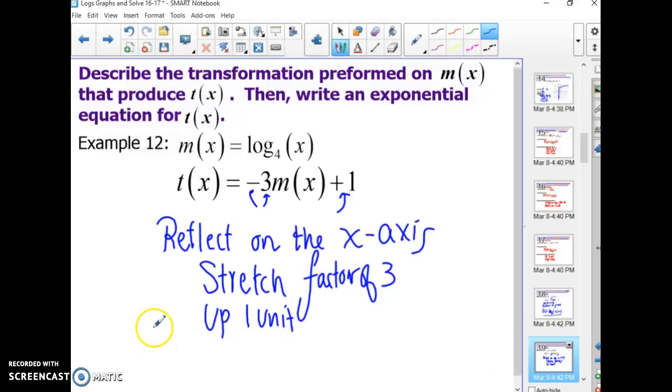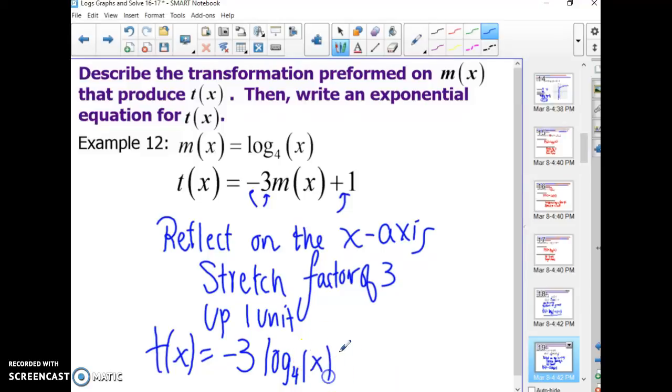So now I go to build my equation, t of x. Out front, I need a negative 3. In for the m of x, I need that log base 4. I need to look: are those the same? Well, they are, so I put an x and then I add a 1, and we are done.